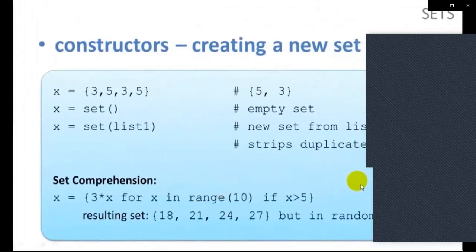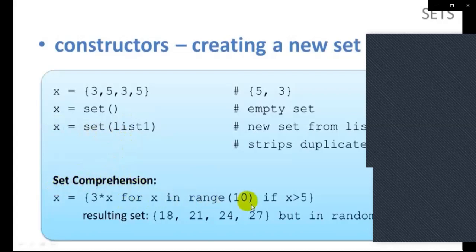Let's talk about sets now. So there are some constructors. How do we create a new set? We use the curly braces if we want to populate a set with values. And we can create a new empty set using set with parentheses. And we can create a set from a list by calling the set function with the name of the list in parentheses. When we do this, though, it strips out all the duplicates from our list and returns only unique values to the set. And then we also have, similar to the list comprehension, a set comprehension.